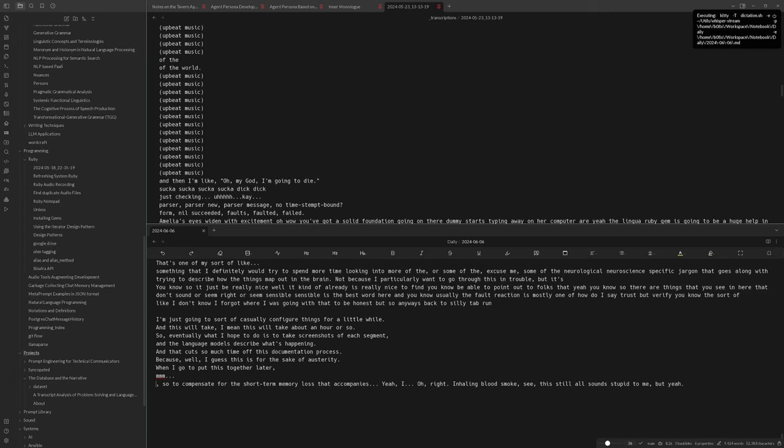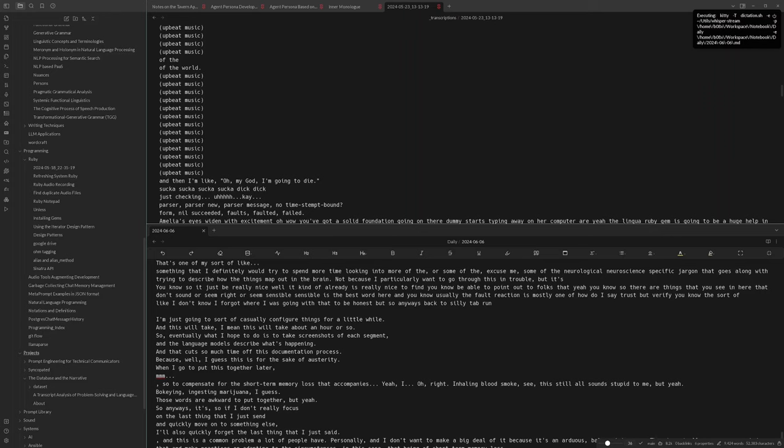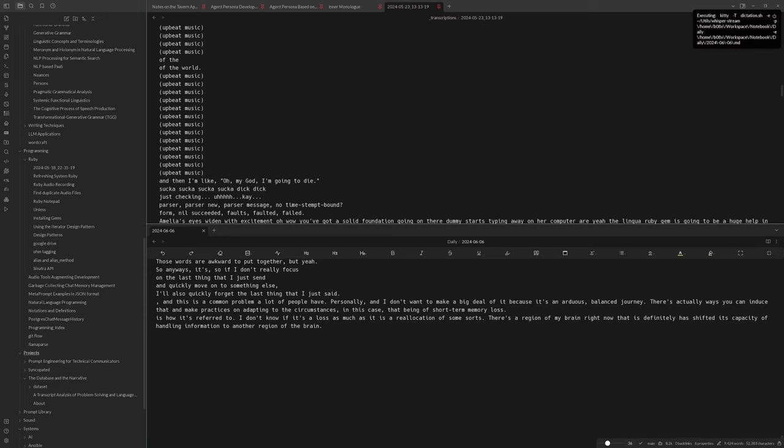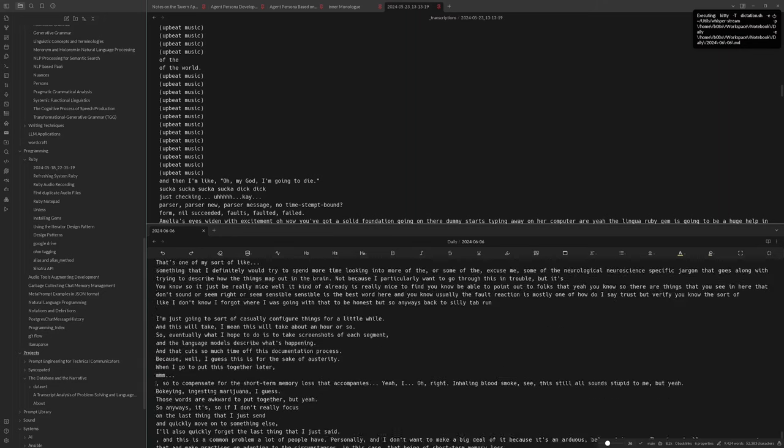This is a common problem a lot of people have, and I've personally had it, and I don't want to make a big deal of it because it's an arduous, balanced journey. There are ways you can practice adapting to the circumstances. In this case, that being short-term memory loss, as it's referred to. I don't know if it's a loss as much as it is a reallocation of sorts. A region of my brain has shifted its capacity for handling information to another region, and this has to do with sleep cycles and things related to that aspect of living, which is a huge jump, even for me, from the context of this.